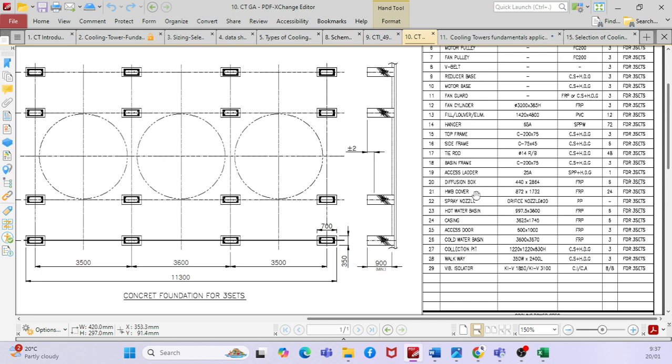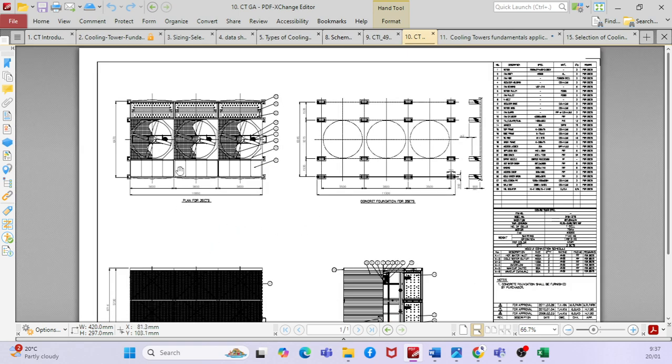diffusion box, HWV cover, spray nozzle. This is called a spray nozzle. Water will be sprayed on the top of the tower. Hot water basin, casing. Then you have access door, cold water basin, collection pit, walkway, vibration isolator. So these are all the components in the cooling tower.